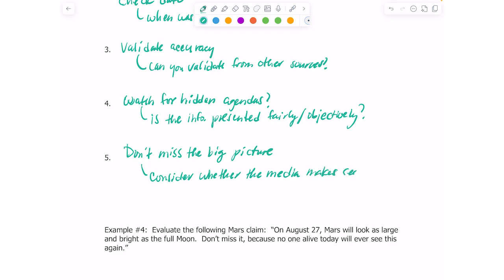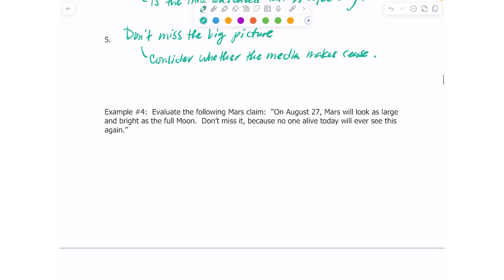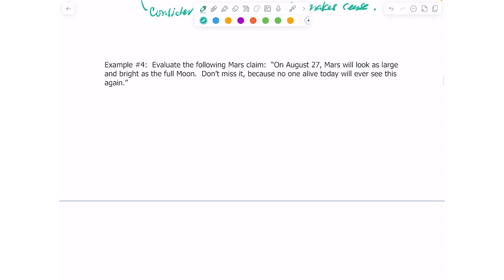So let's apply those 5 steps to this statement here. There was a claim made about Mars. On August 27th, Mars will look as large and bright as the full moon. Don't miss it because no one alive today will ever see this again. So let's say that was a claim that was made, which it was. Okay, we're going to go through each of the steps.